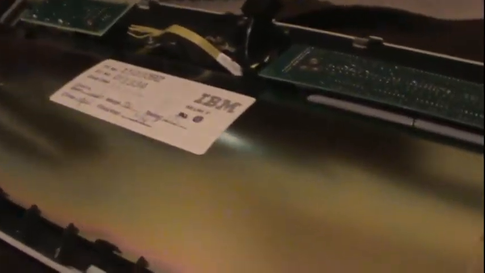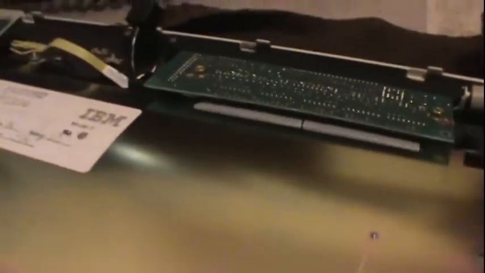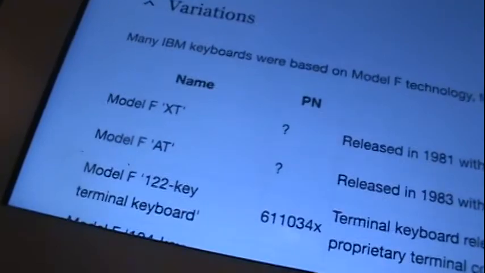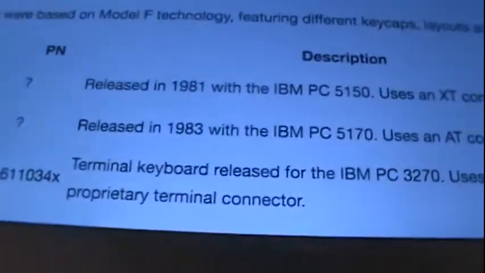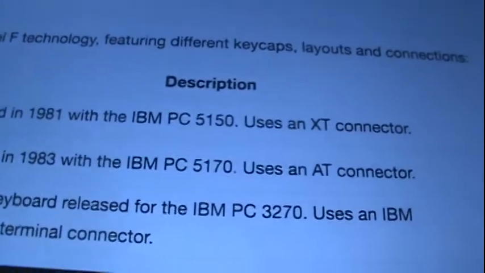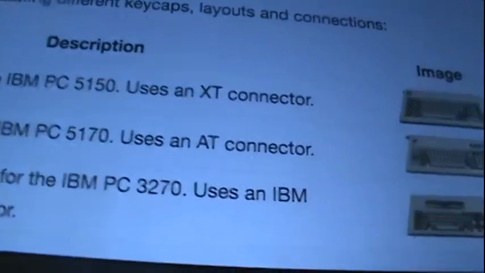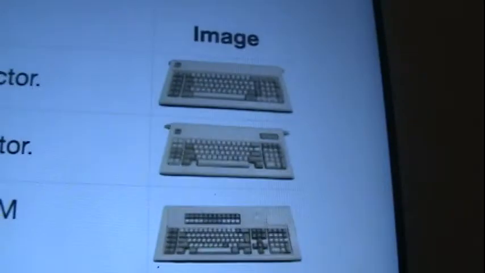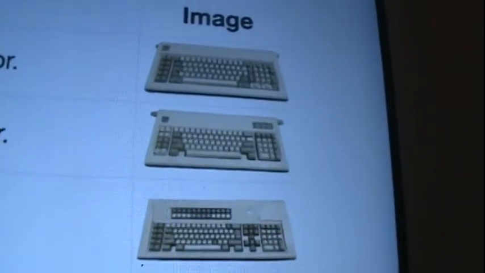All right, back. So this is an IBM Model F keyboard. It's the name right here. According to Wikipedia, the Model F AT, which is the one I have, was released in 1983 with the IBM PC 5170, and uses an AT connector. And that's a picture of the keyboard. That does look a lot like the one I'm working on. That's the XT version. So I have the second version of this keyboard, and it is original.